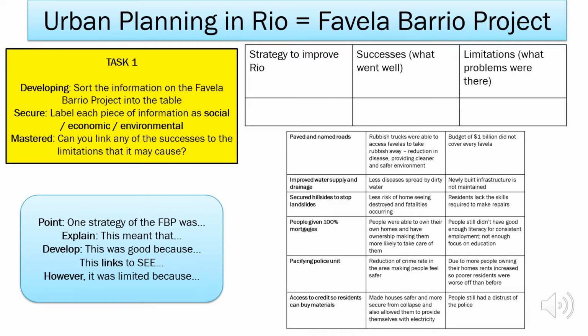So for example, you could say that the roads being widened meant that rubbish can be collected from favelas, which then reduces the spread of disease. So it's linked to environment as it creates a clean environment, but also social as people are healthier in the favelas. However, it's limited because it is hard and expensive to maintain, so the roads might eventually become less useful, meaning that people are going to build up rubbish in the favelas. So make sure you're taking a picture of your completed tasks and upload these onto Class Charts.